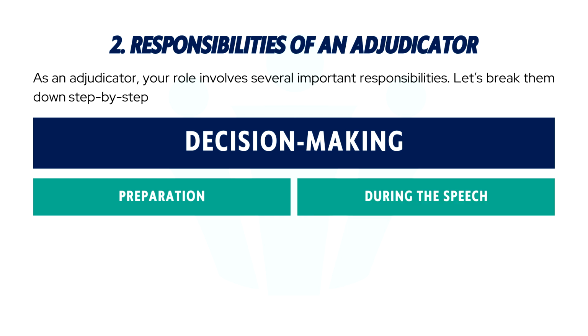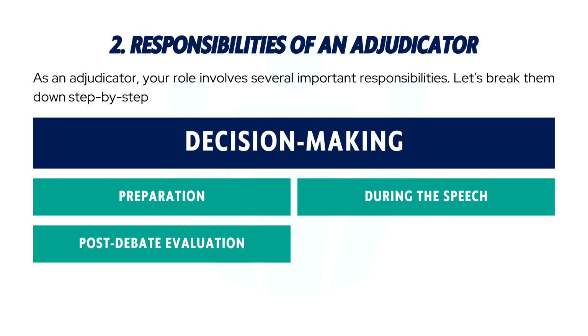Third, during the speech. When the debate or speech begins, your role as an adjudicator is to listen attentively to all speeches or arguments. You should take detailed notes and avoid forming any premature judgments before the speech or debate is finished. This ensures you're evaluating the performance based on the entire presentation rather than making snap decisions. As you listen, you should assess the performance according to the established judging criteria for the event, whether it's a debate or public speaking competition.